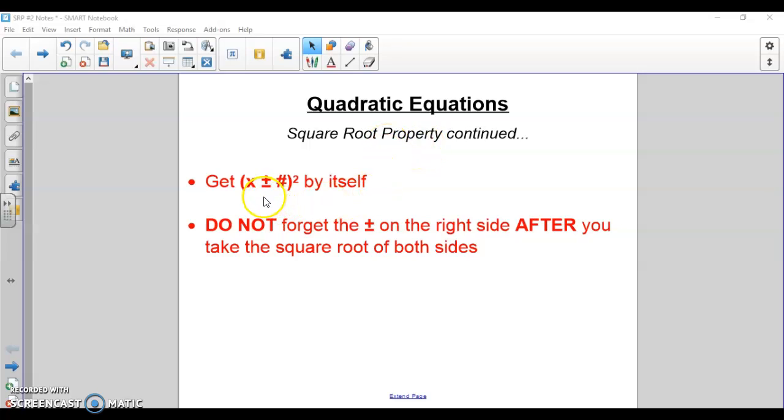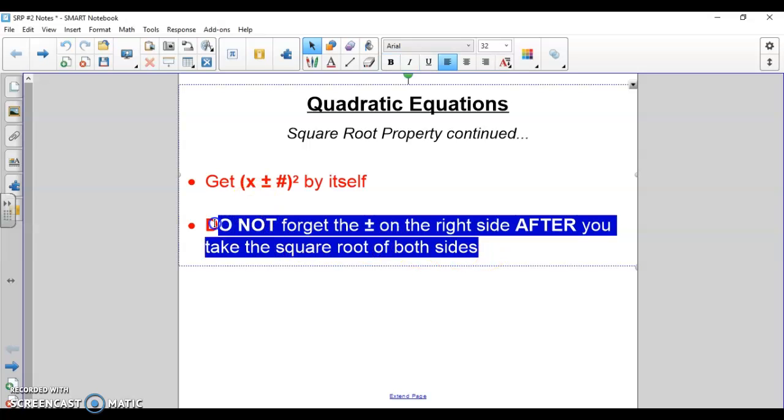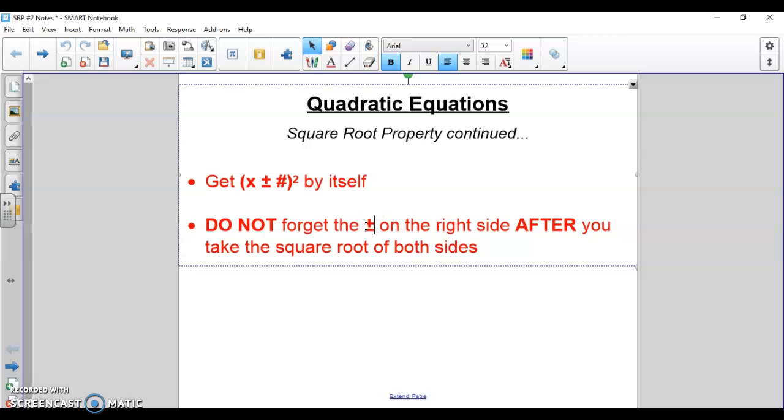Instead of getting x squared by itself like we did last week, I'm gonna get this parentheses by itself this week. Now, this is important compared to last week, especially this plus or minus. We cannot forget the plus or minus on the right side after you take the square root of both sides. It plays a bigger role this week than it did last week. It wasn't a huge deal last week.